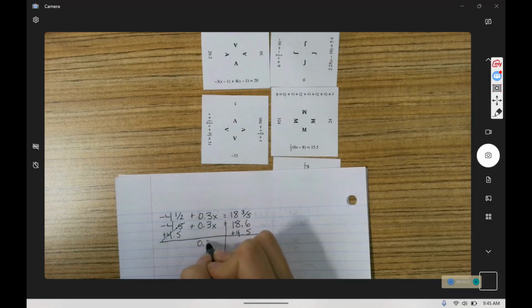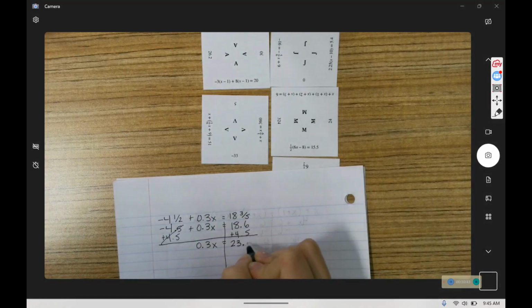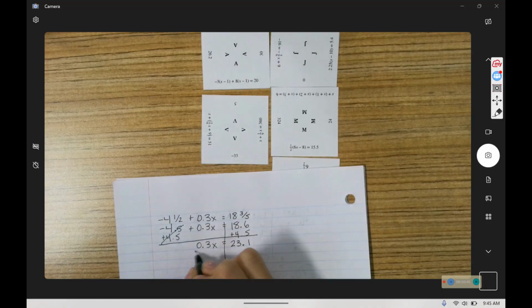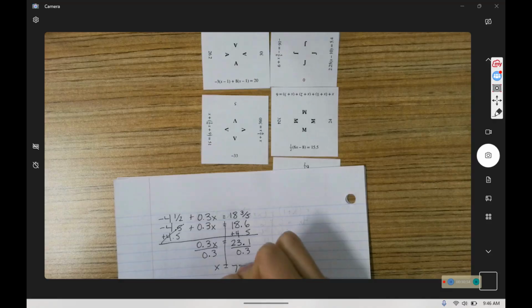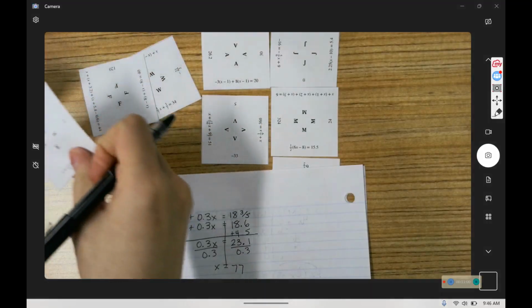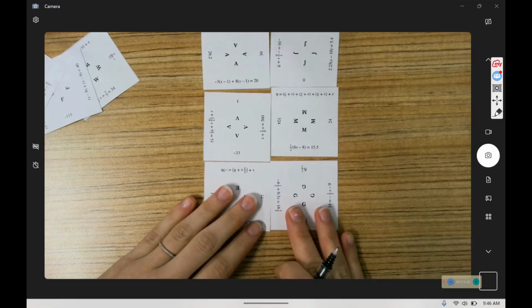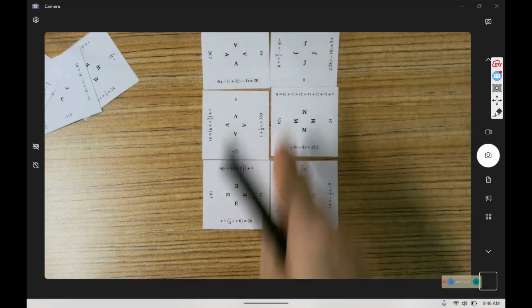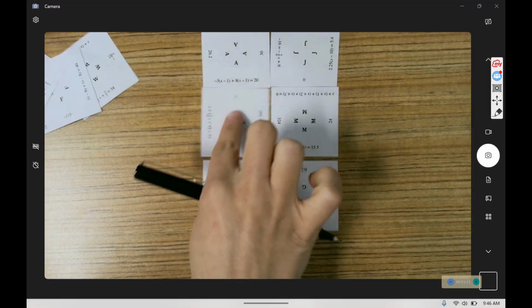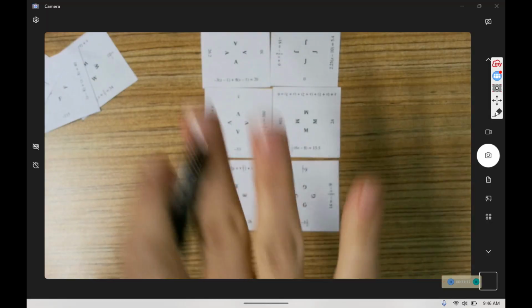I still have 0.3x over here on the left. That's going to give me 23.1. Divide both sides by 0.3. And that is 77. Card E. Now I have my left row, my center row, so I don't need to continue working this way because I know this is my center row. I'm going to solve the equations on this side to fill in the right row.